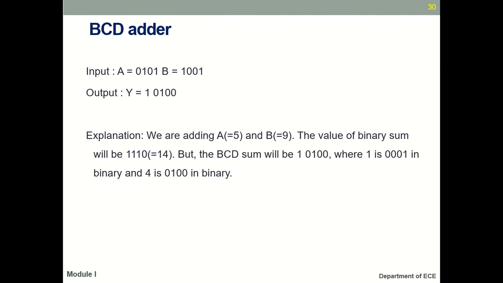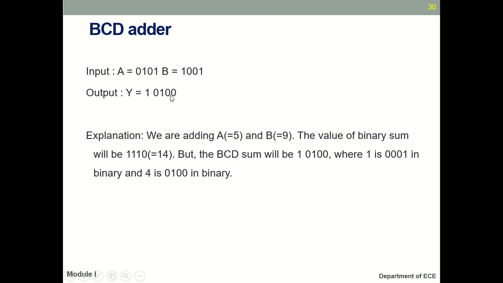Consider an input A given as 0101 and B taken as 1001. When you add both, this belongs to the value 5, and this belongs to the value 9. When 9 is added with 5, it will give you 14. 14 in binary is 1110. But the output of the BCD adder is 10100.